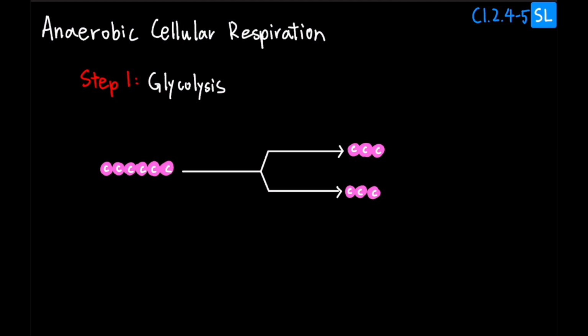Okay, so when we're talking about cellular respiration, we want to keep in mind there's two types, anaerobic and aerobic. Right now we're going to talk about anaerobic, and that's when you don't need any oxygen. All cellular respiration starts in the same way, and that's called glycolysis. Glycolysis happens in the cytoplasm of the cell. The glucose molecule enters through the membrane, and this just happens directly in the cytoplasm.